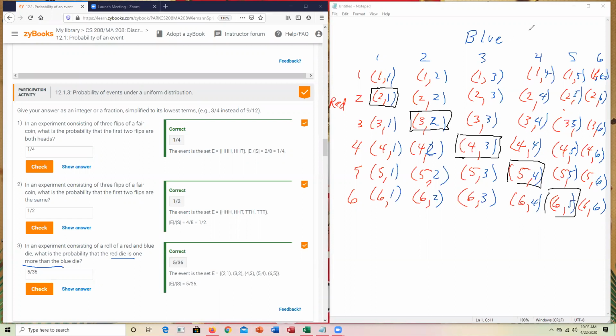So 6 blues, 6 red, 6 times 6. Your sample size is 36. How many did I box? 5 of them match the criteria. That's where I'm getting 5/36 as the correct answer. Problem 3 and completing that participation activity.